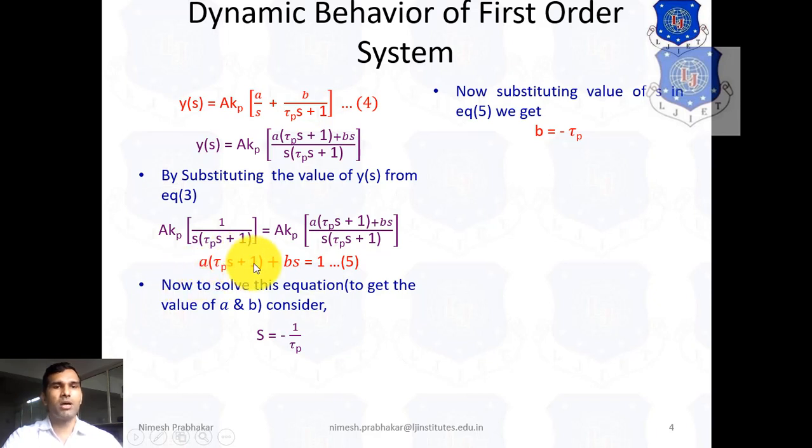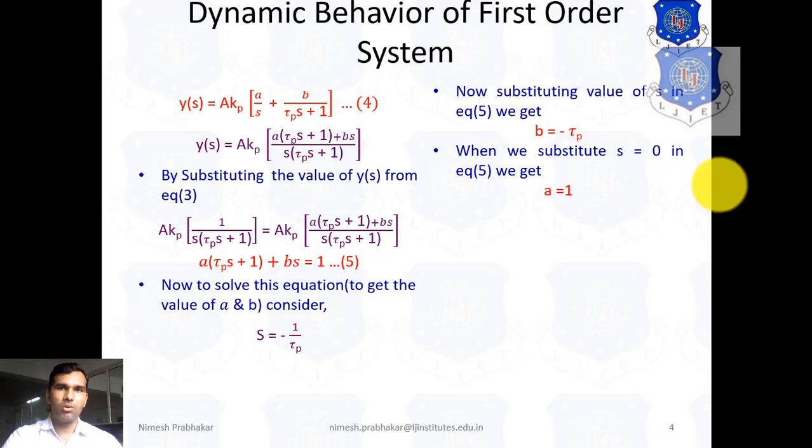So minus 1 plus 1, so here this term is 0. So here we can write b is equal to minus tau p. Now when we substitute s equals 0 in this equation, this term is 0, so we can get the value of a. At that time we get the value of a is equal to 1. So now we have the values of a and b.